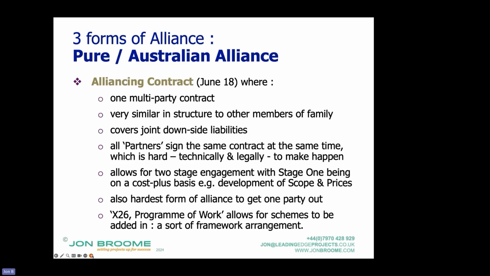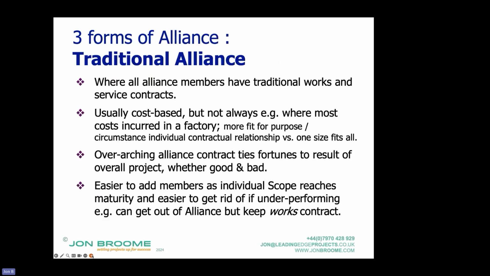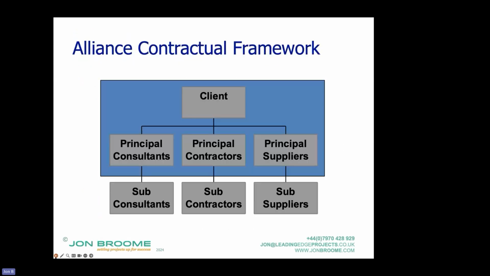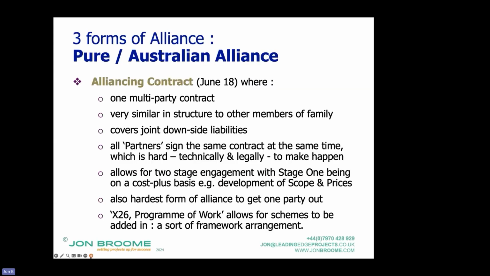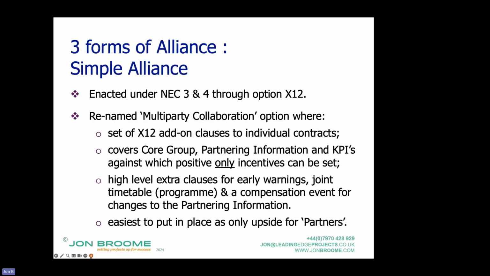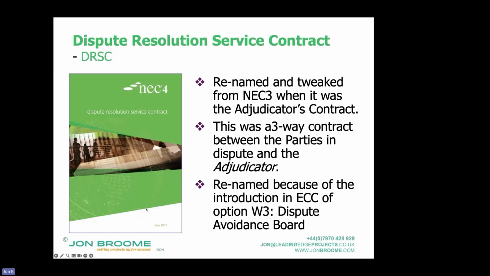There are two others. I'm looking at time, oh crikey. There's the traditional alliance. Very briefly, it is not a member of the NEC family, but essentially you have individual contracts and then an agreement on top of it. And that has joint liabilities as well. I'm going to skip this one, the X22, X12 one, and we'll deal with that later.